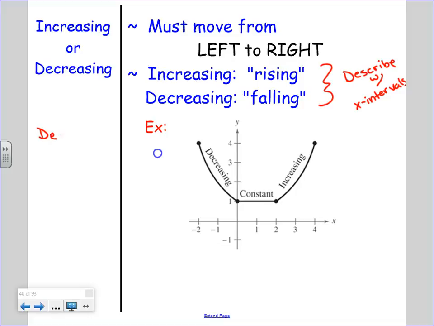But how would we describe where the graph is decreasing, where the graph is constant, and where the graph is increasing? X intervals. This is the procedure. This is the strategy. This is the answer to describing where this graph is decreasing, constant, and increasing.